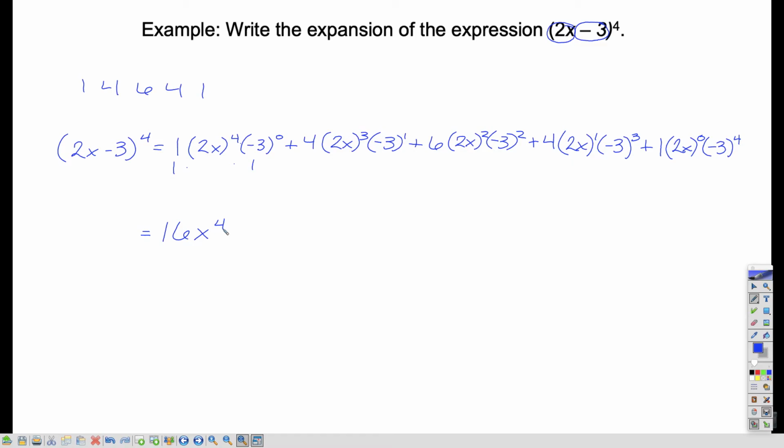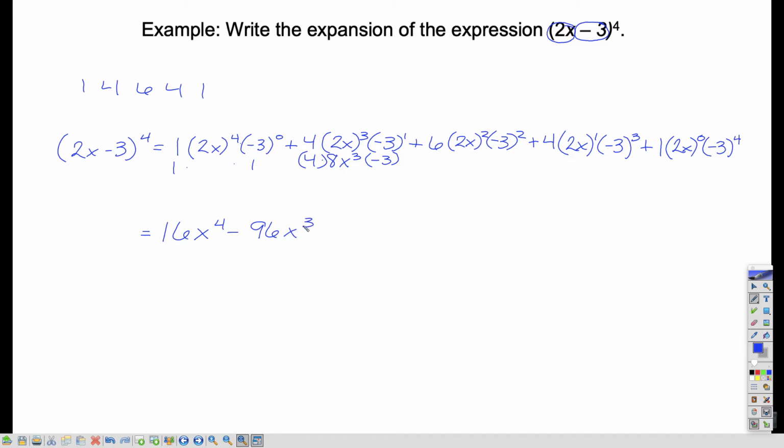Now I come here, and I'm going to have 4 times 2 cubed is 8, x cubed, right? And then negative 3 to the first is negative 3. I should use parentheses and not dots. So I need to take, well, let's see, do you guys know 12 times 8? 96, is that right? Yeah, it'd be negative 96, but 12 times 8 is 96. Okay, and it is negative 96x.